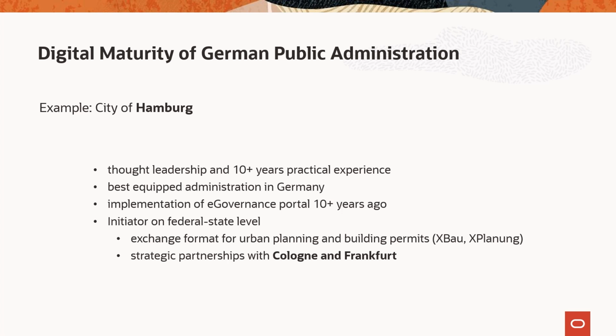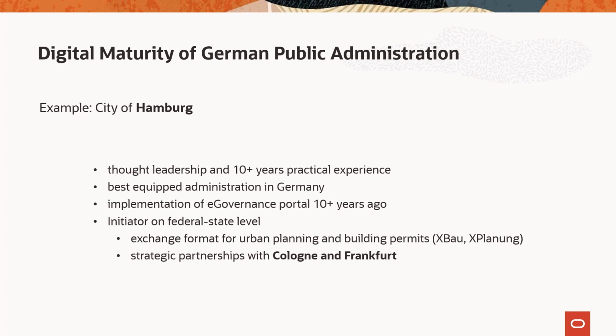Let's take, for example, Hamburg. They show significant thought leadership and already have practical experience of over a decade, maybe the best equipped administration in Germany. They started off with the implementation of an e-governance portal some 10 plus years ago. Hamburg is one of the initiators and drivers on federal state level in Germany. For example, spearheading the development of exchange formats for urban planning and building permits, and helping also other cities like Cologne and Frankfurt in strategic partnerships.